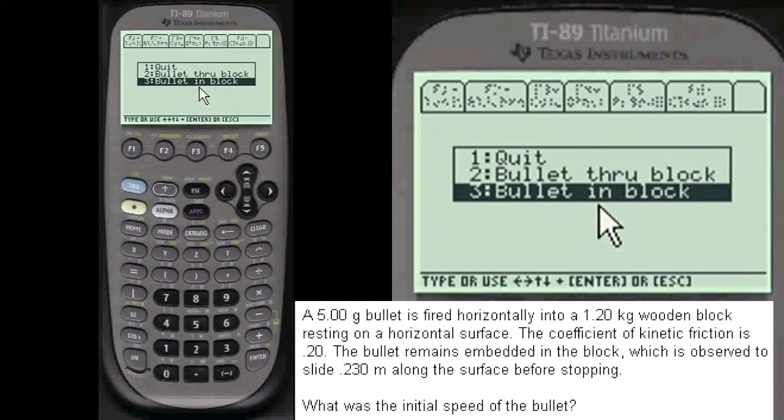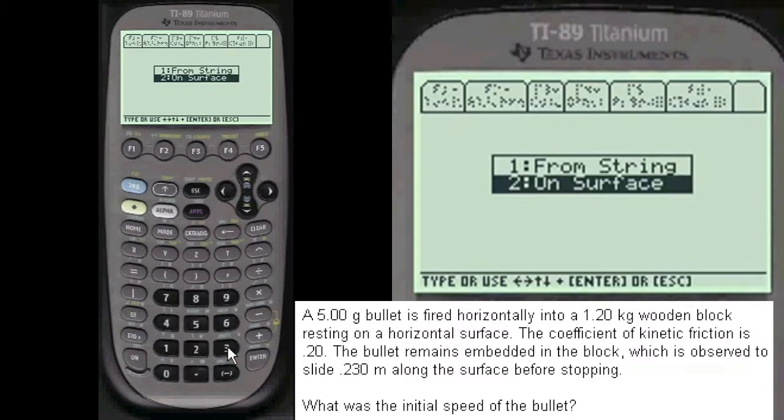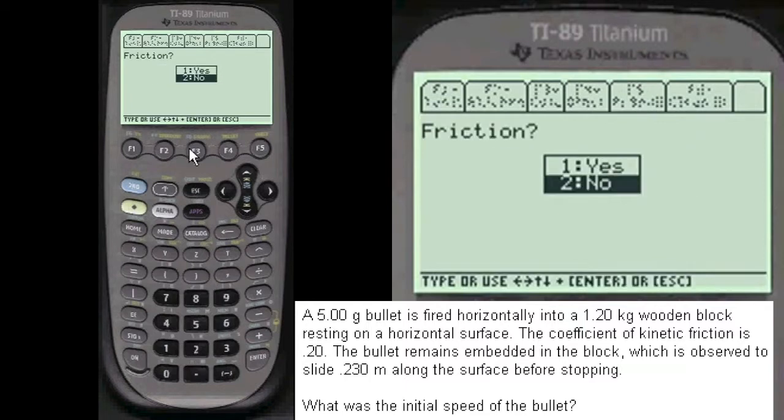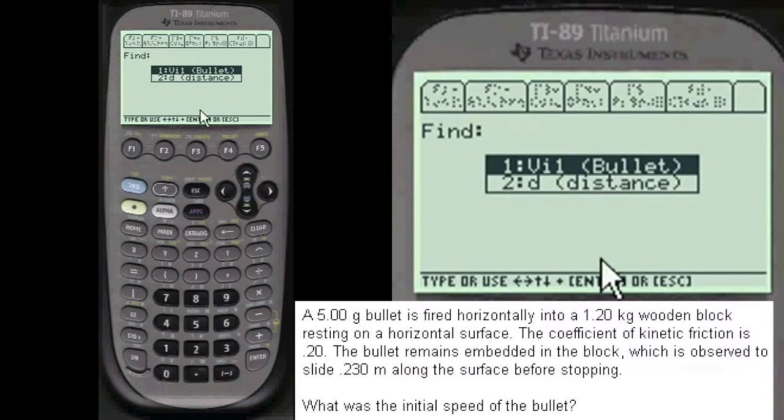This is embedded in a block, so we need to choose bullet in block, number 3. You can press the number before. This is on a surface, not on a string, so we're going to press number 2. And is there friction? Yes. And we want to find the distance? No. We want to find the initial velocity of the bullet.